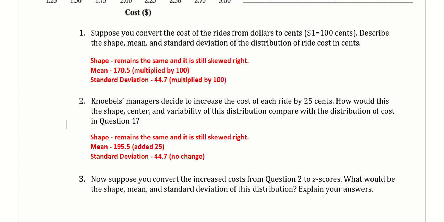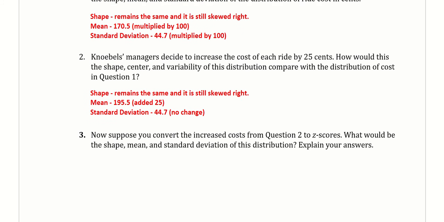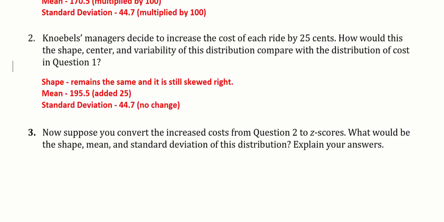And before we wrap up this tutorial, I want to quickly take a look at number 3. What if we took all of these numbers from list 3 and we converted them to z-scores? What's the shape, what's the mean, what's the standard deviation going to look like? And this is what I need you to know. The shape will still remain the same.